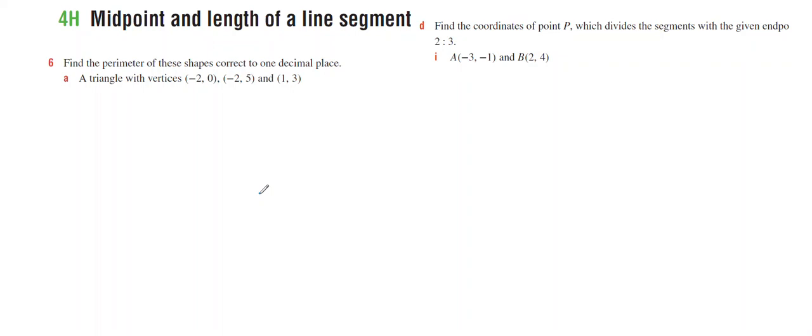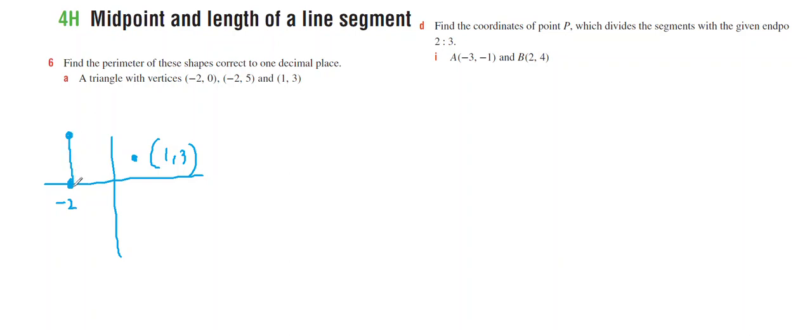Okay, so 4h is midpoint and length of a line segment. Question 6a and 6d. Find the perimeter of these shapes. So we have a triangle, and the triangle has the coordinates -2 and 0, -2 and 5, and 1 and 3.